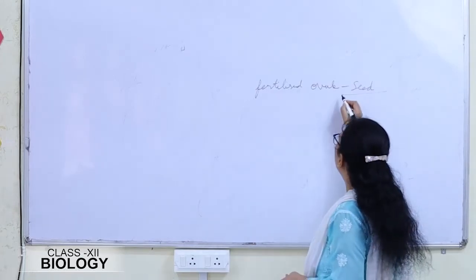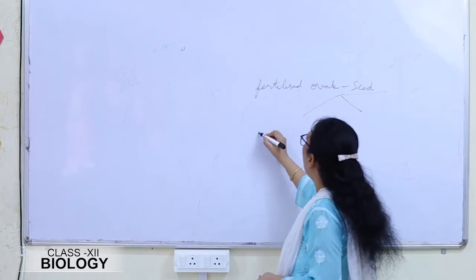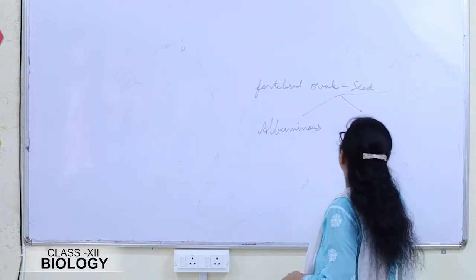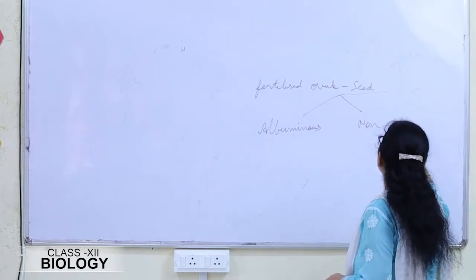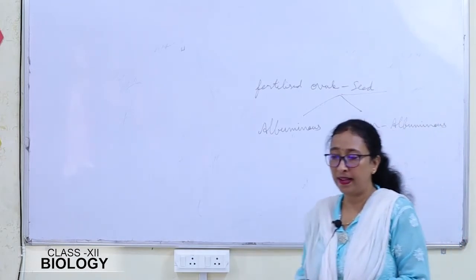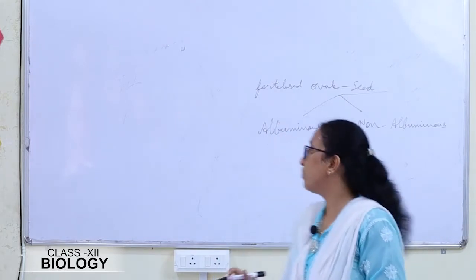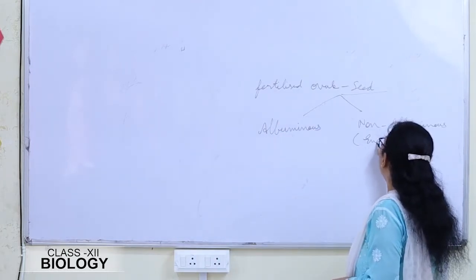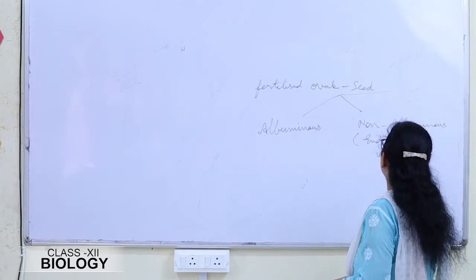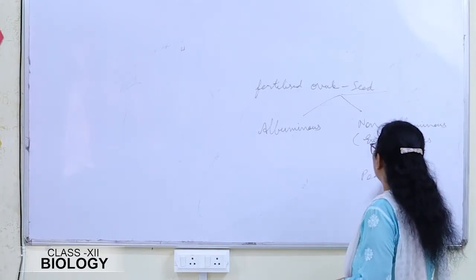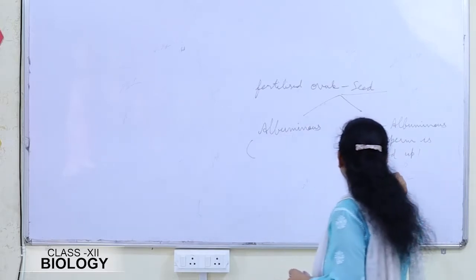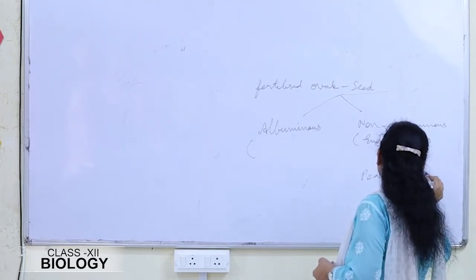Now, seed is also divided into two: albuminous and non-albuminous. In non-albuminous seeds, endosperm does not remain. Endosperm is used up completely. Like in peas, you have seen peas, endosperm is completely used up. Non-albuminous seeds: peas, groundnut, two examples.